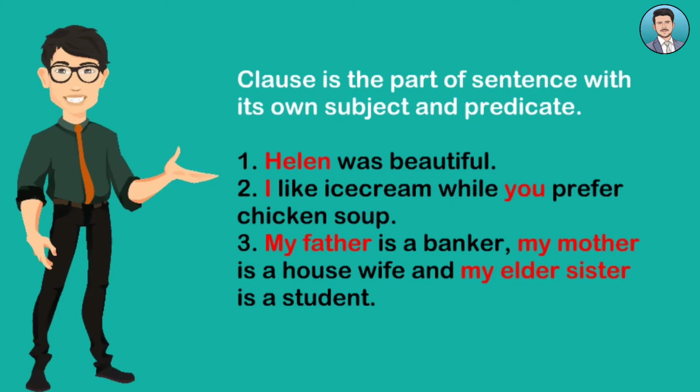Like in sentence 1, we have: Helen was beautiful. So Helen is the subject, and was beautiful is the predicate. Since there is only one subject and one predicate in the sentence, it has only one clause. You can also say that Helen was beautiful is a simple sentence. Yes, it is a sentence, but at the very same time, it is a main clause as well.